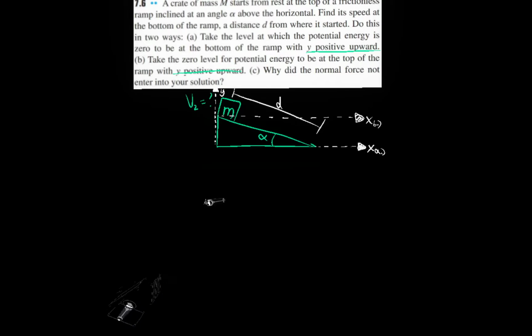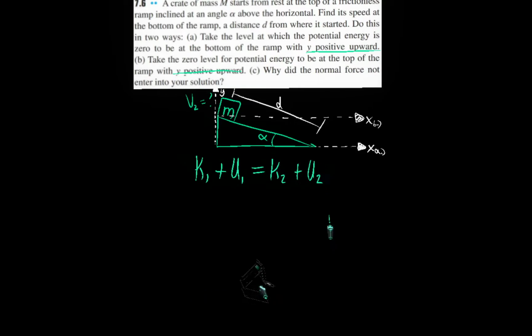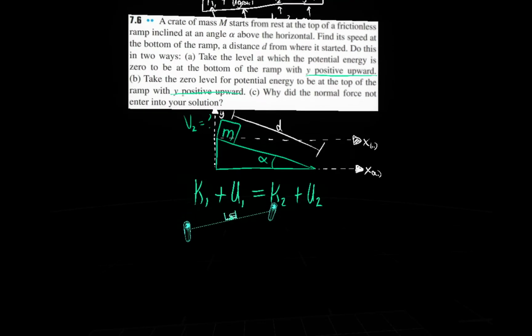So what is y1 and what is y2? Because what we know is we're going to want to apply our energy analysis. K1 plus U1 is equal to K2 plus U2. In order to find the potential energy, you're going to have values for y because it's mgy, right? So what are our y values in the diagram here?